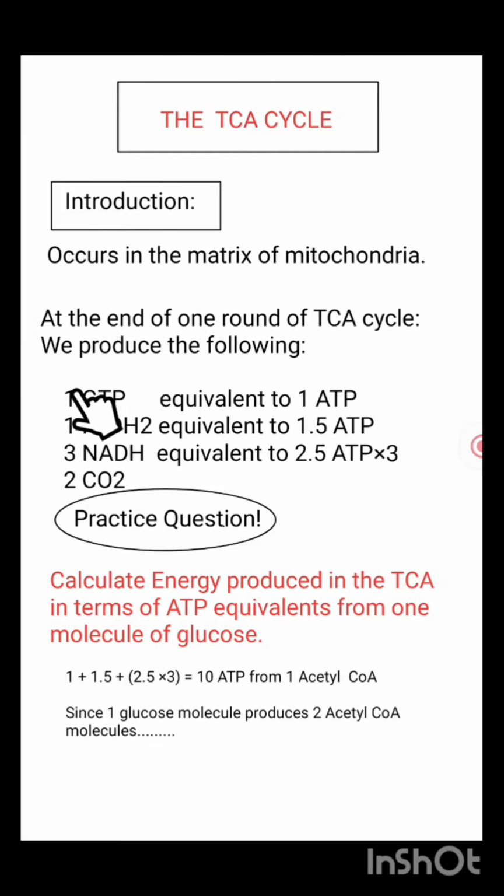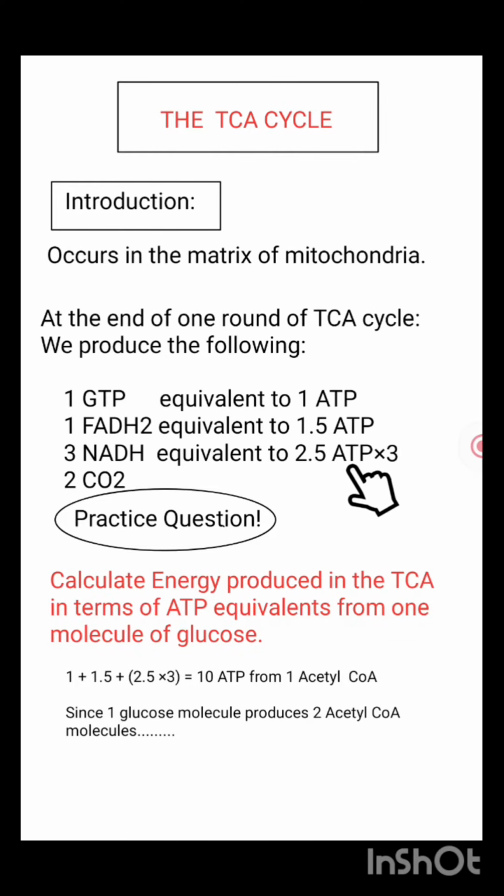So we're going to generate one GTP molecule, which is actually equivalent to one ATP molecule. We're also going to generate one FADH2 molecule, which is equivalent to 1.5 ATP. And we're going to produce 3 NADH molecules, each of which is equivalent to 2.5 ATP molecules. And when this is multiplied by 3, you're going to have 7.5 ATP molecules.